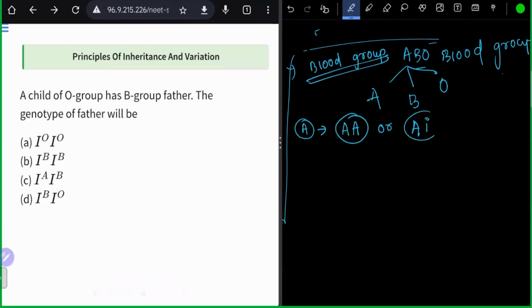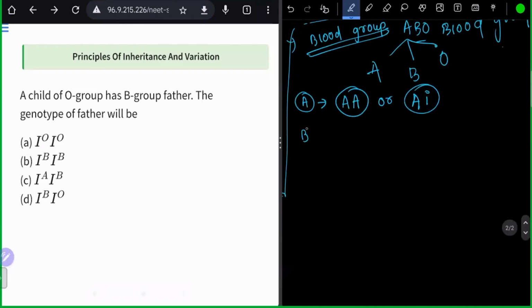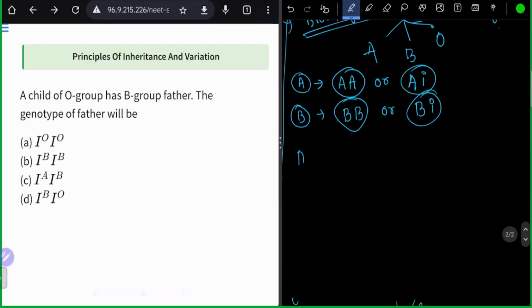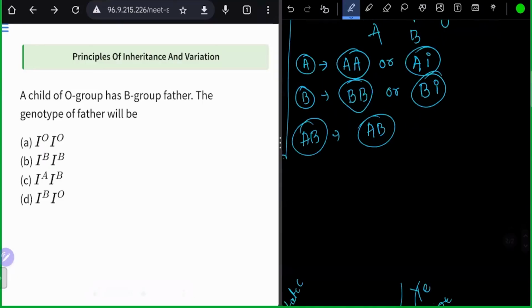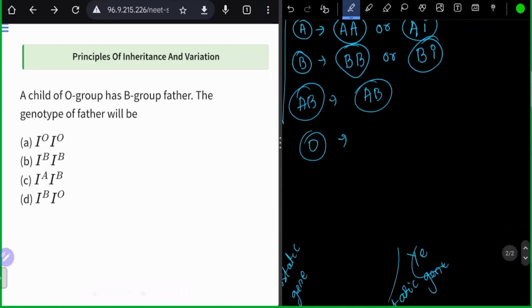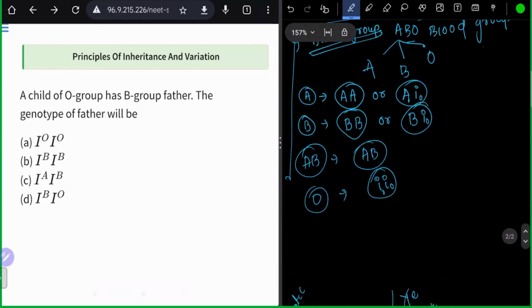AI. If a person has blood group B, then the possible allele pair can be BB or BI. If the person has blood group AB, then the allele pair can be AB. If the person has blood group O, then the allele pair is II, or you can say IO. Okay. Now we'll do the cross.